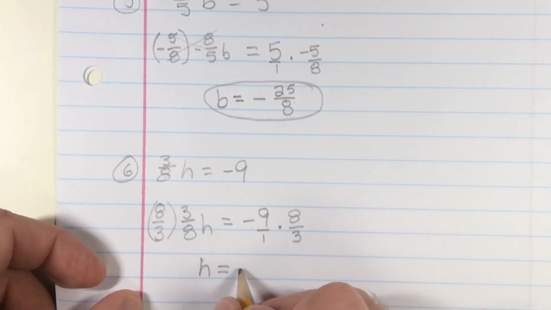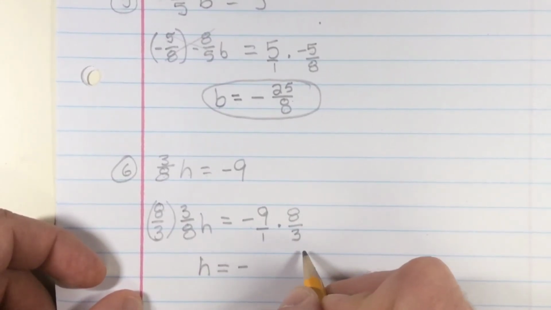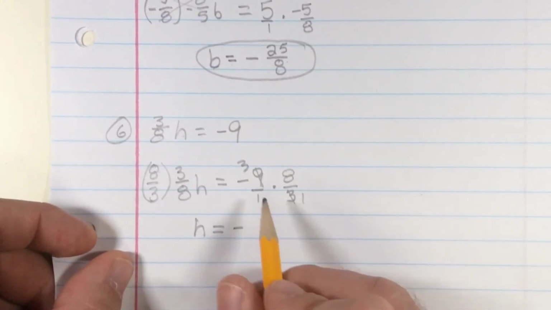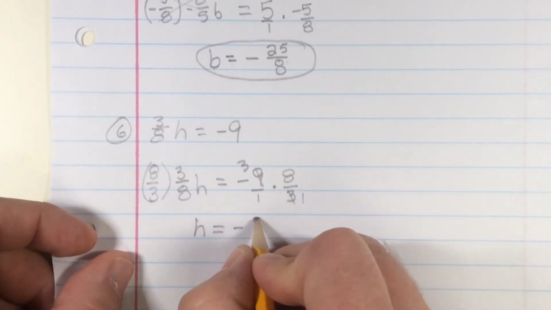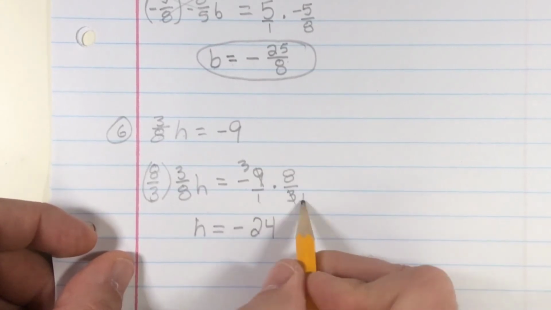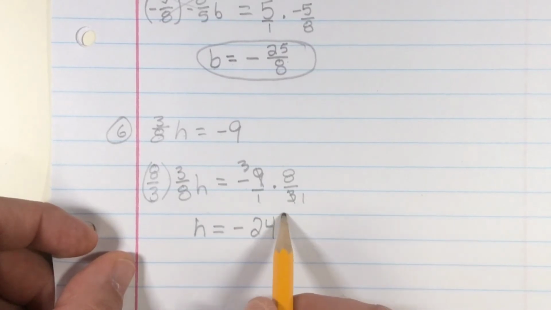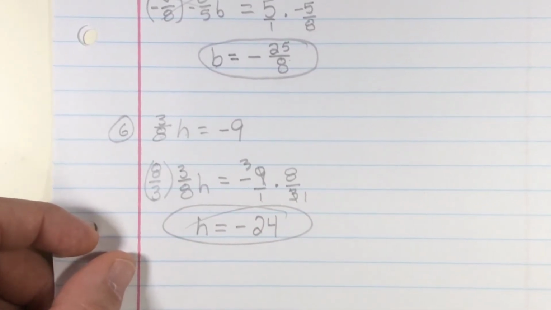Negative times a positive gives me a negative, and I can do some simplifying here. 3 goes into 3 once, and 3 goes into 9 3 times. So I have 3 times 8 on the top, which is 24, and just 1 times 1 on the bottom, which is 1. So that leaves it h equals negative 24. Now I'll go try some of these problems.